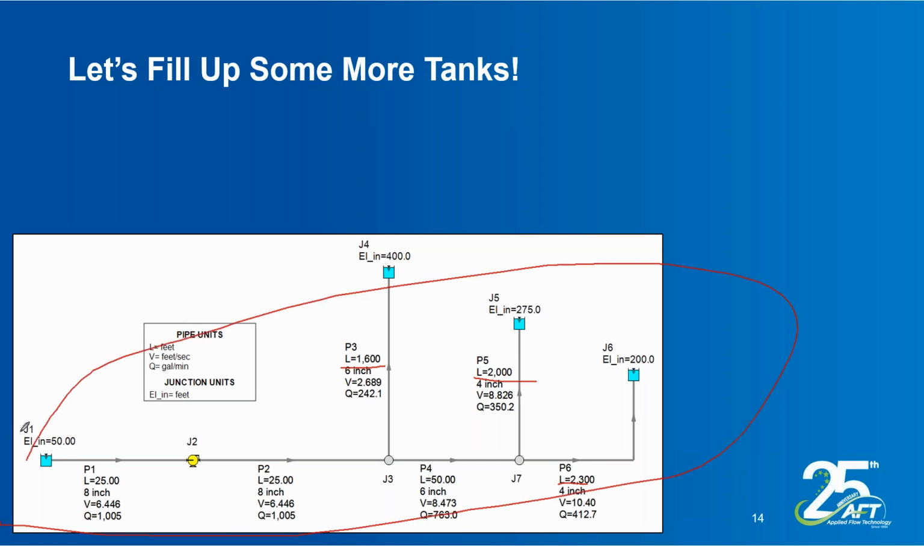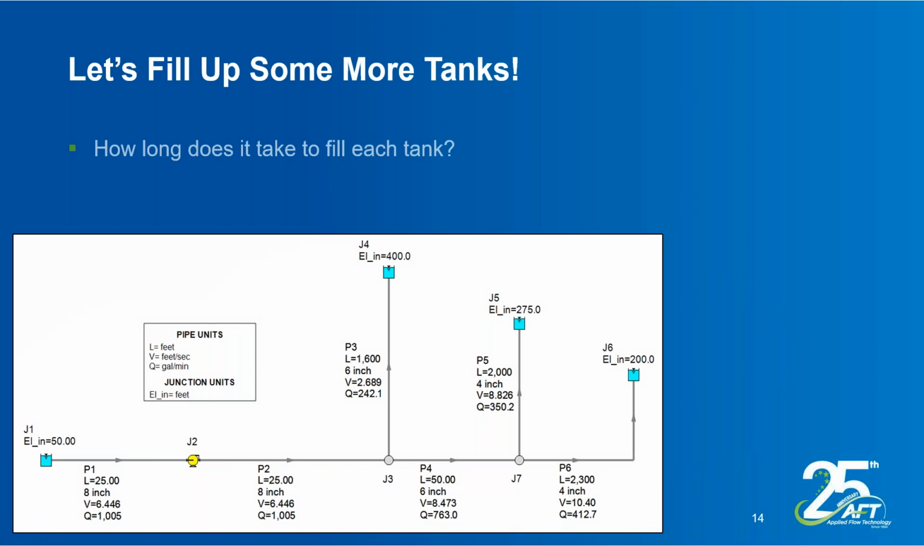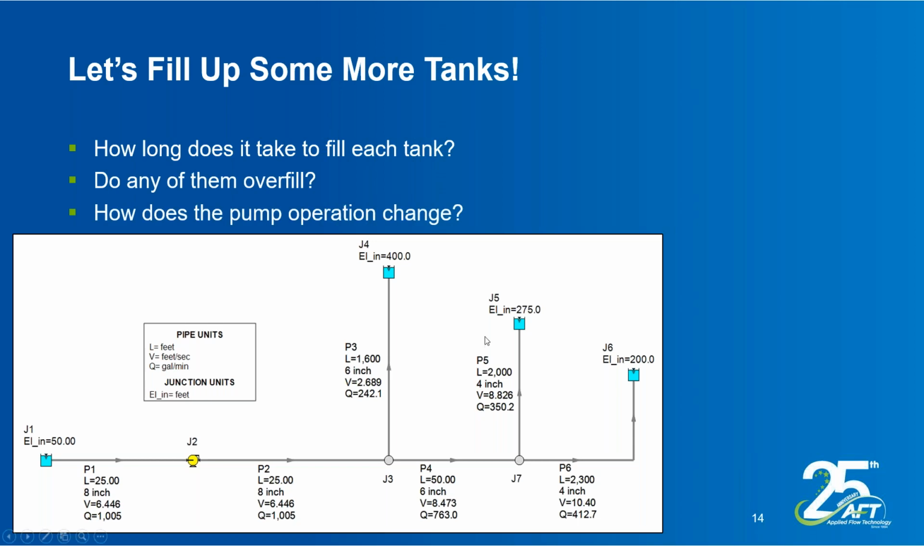These are the steady state results based upon my original design flow rate was 1,000 gallons per minute. So I specified a fixed flow rate of 1,000 gallons per minute, and then I used the IntelliClip feature to size my pump. So this 1,005, that's based upon a real pump curve that's built into the model. So let me go ahead and open up this example here. The questions I want to ask: how long does it take to fill each of the tanks? Do any of them overfill? How does the pump operation change?